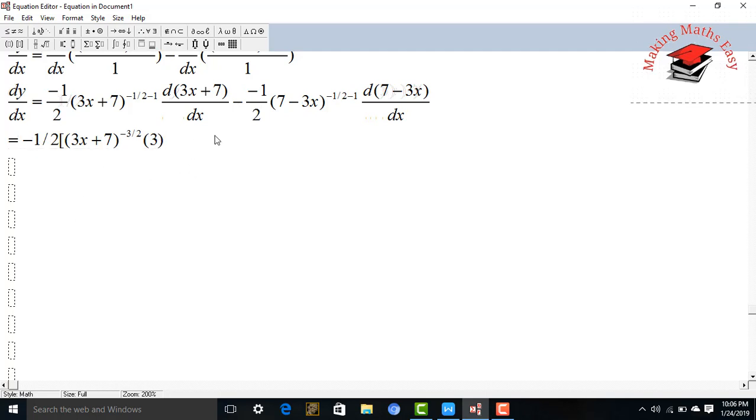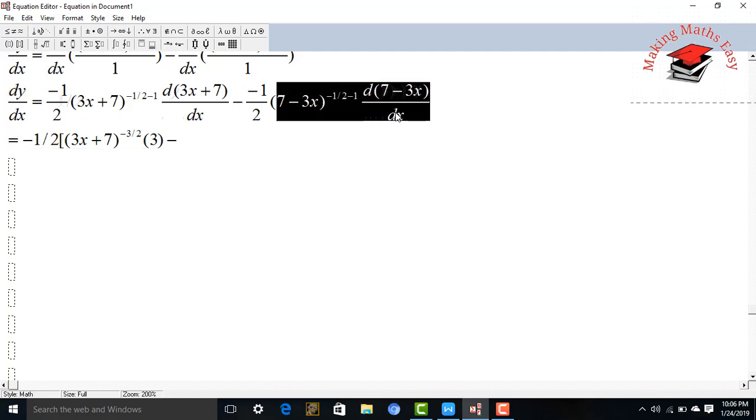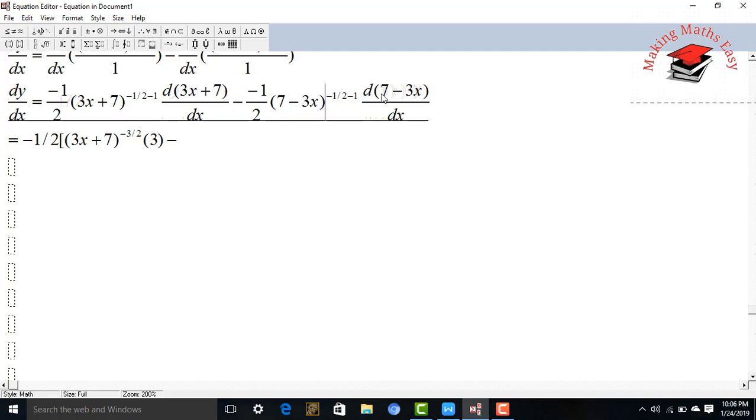Now use this sign and simplify this particular expression. So same thing we have to do: the derivative of 7 minus 3x will be equal to, here it is minus, derivative of 7 will be equal to 0, and minus 3x will be equal to minus 3. So in this case I have taken minus 1 by 2 as a common outside.